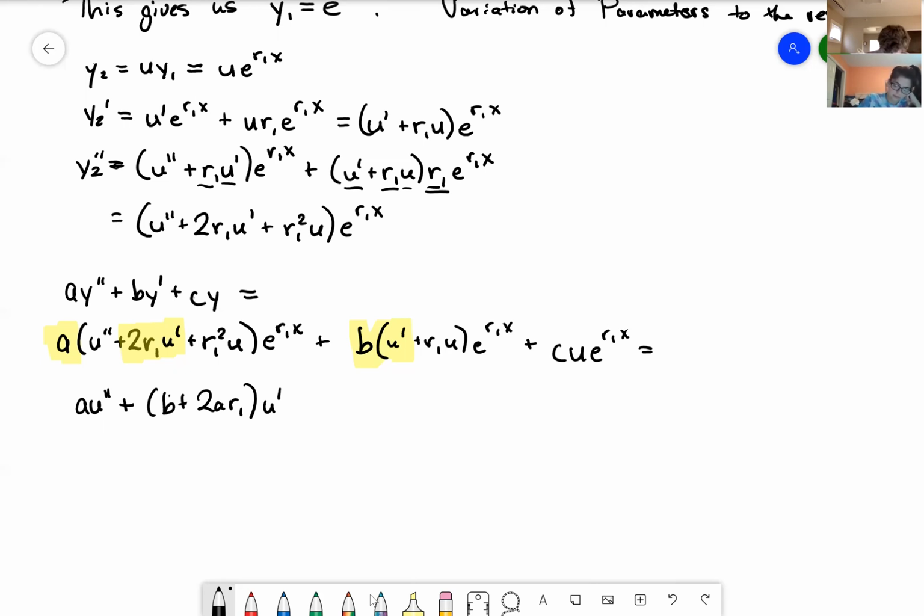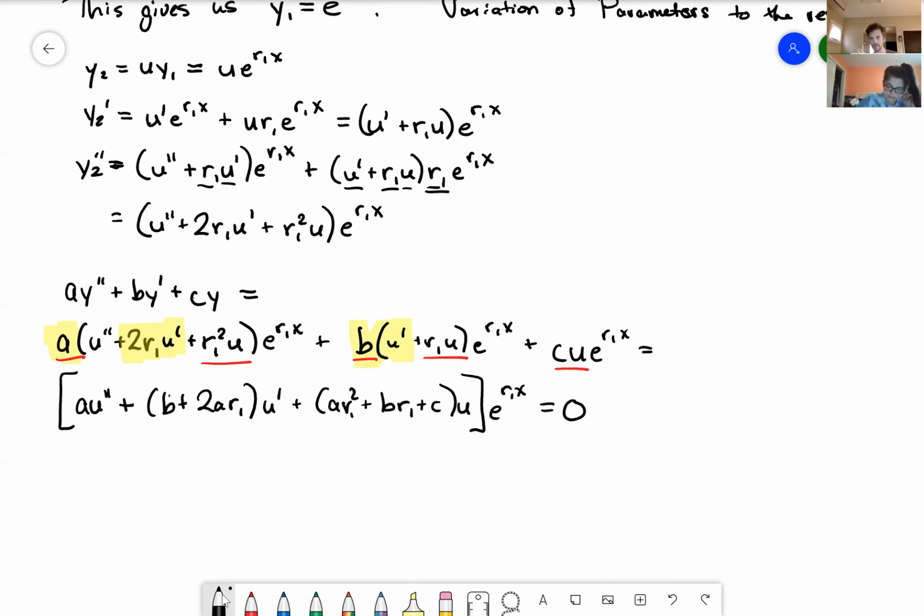And then what we're left with is this. I want to remember to get the a, this, and this. So that will be (a r1 squared plus b r1 plus c) times u. And then this whole thing is going to be times e to the r1 x. And this is equal to 0.